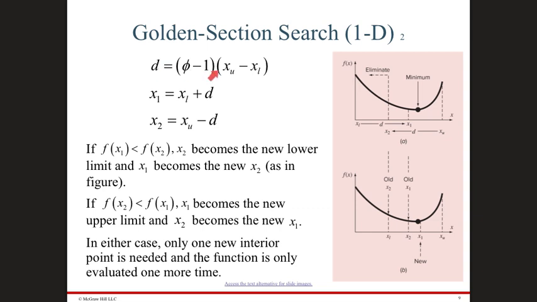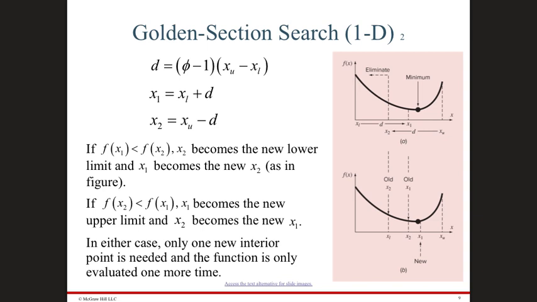This defines the location of X1, okay? It's XL with D added to it, that's X1. And then X2 is the upper limit with D subtracted from it, and that's called point X2. Okay, so you have X1 here and X2 here. Those are two points selected based on these equations, based on the golden ratio equation.